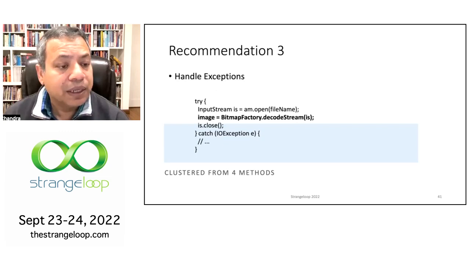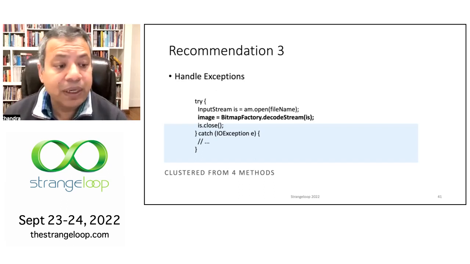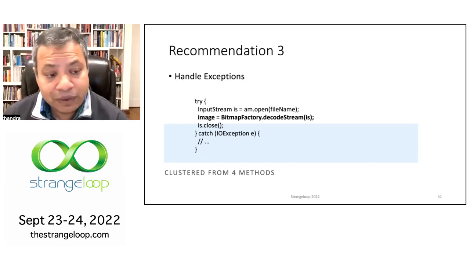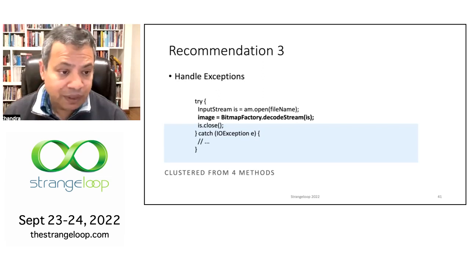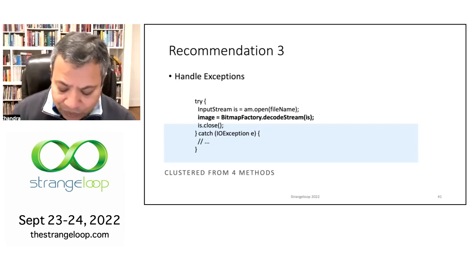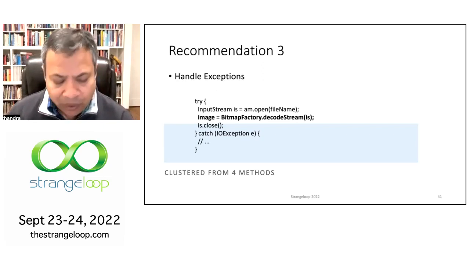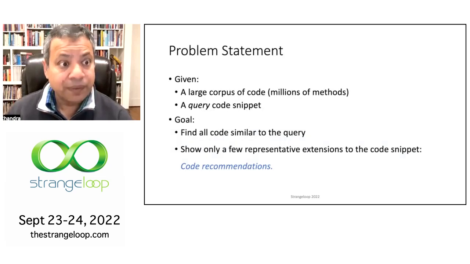And here is a third recommendation. It is reminding you that, oh, there might be an exception, and at least some people thought that they should be catching this exception. And that information was gleaned from 4 different methods. So in each of these cases, some useful information around the code that you started with is being offered to you. And it's up to you if you think that's useful.